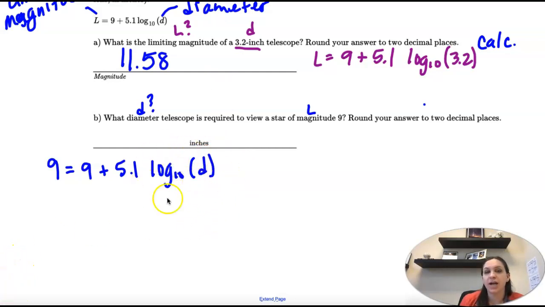So first we have to isolate the log. So let's get rid of the 9 and the 5.1. We're adding all of this. It's a positive 9, so we're going to subtract 9 on both sides. Okay, we just get 0.